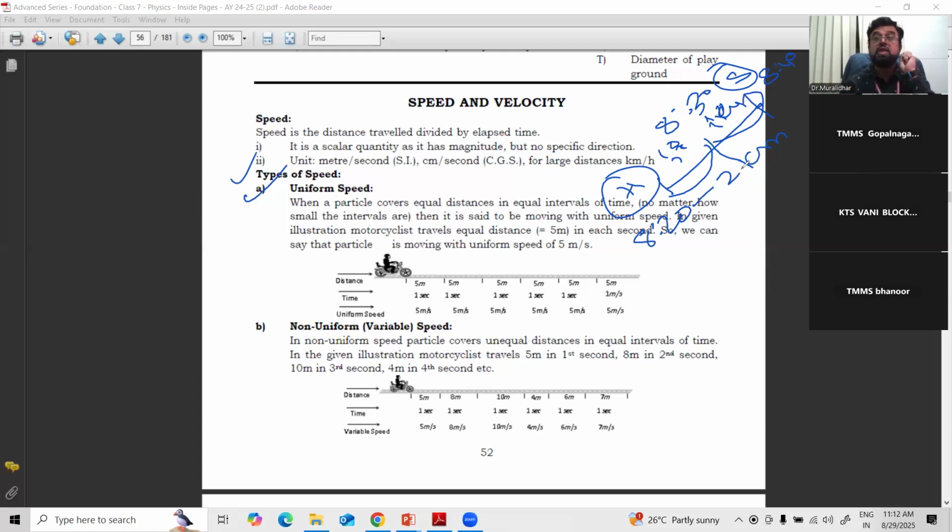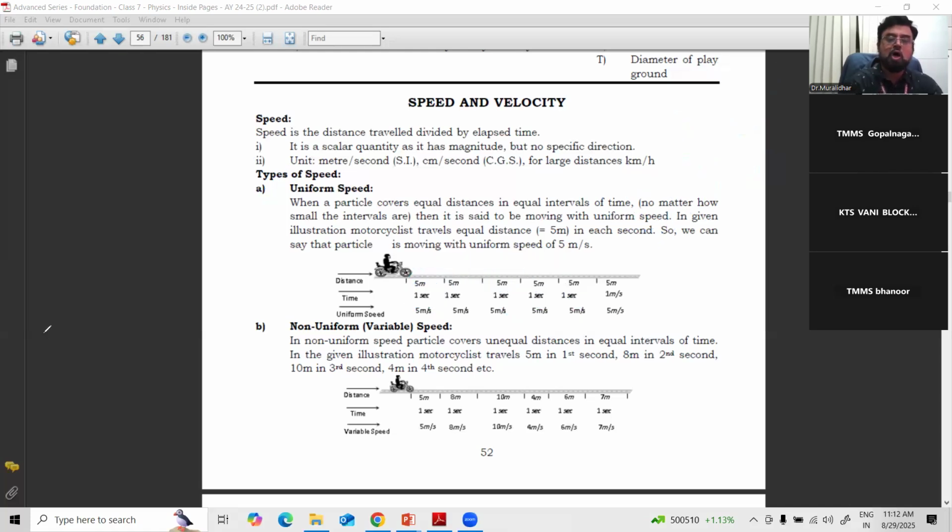If a body covers equal distances in equal intervals of time, then you can say the body is moving with uniform speed. The figure is given, see here. Every 5 meters, first 5 meters, second 5 meters, 5 meters, 5 meters, 5 meters, is covered in 1 second only. You know speed is nothing but distance by time. Distance is 5 meters, time is 1 second. Every time you find 5 meters per second only. That indicates clearly that the body or vehicle is moving with constant speed. That is called uniform or constant speed.